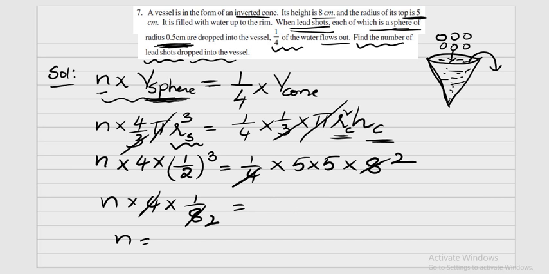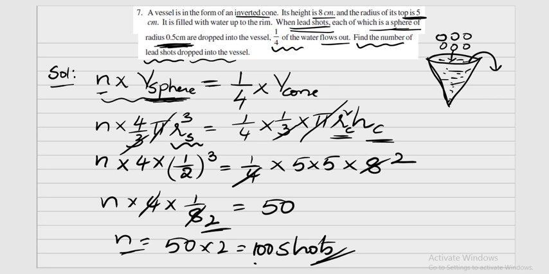So this 25 into 2 I can write it as 50. So from this, if I transpose this 2, it becomes 50 into 2, which gives me 100. So what is n here? These are nothing but the lead shots. If I drop 100 lead shots into this vessel, then 1/4 of the water flows out. So for the whole water to flow out, we need to use 400 lead shots.